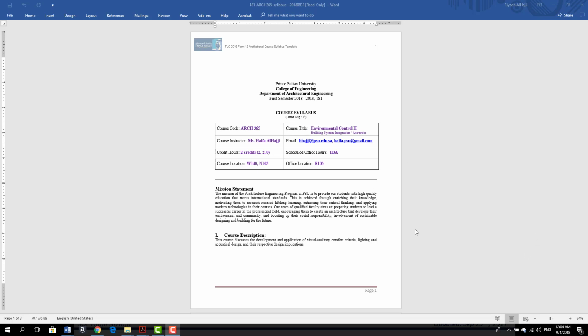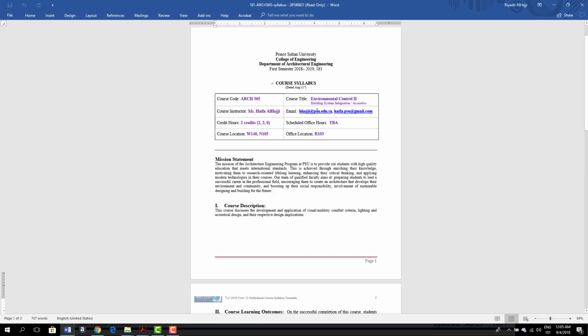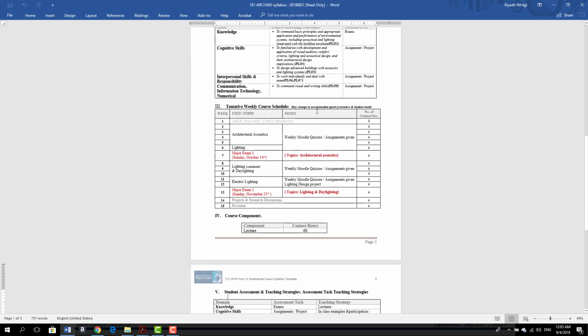But before I go into the lecture, I want to first go over the syllabus for this course, mainly the timetable. As we can see, this course consists mainly of architectural acoustics and lighting and daylighting. So we're going to have the first 4 lectures in architectural acoustics. Then we're going to have a major exam in architectural acoustics to cover all the topics in acoustics. Then we're going to learn more about lighting, daylighting, then electric lighting, and have a major exam about lighting and daylighting. So this is the course outline.